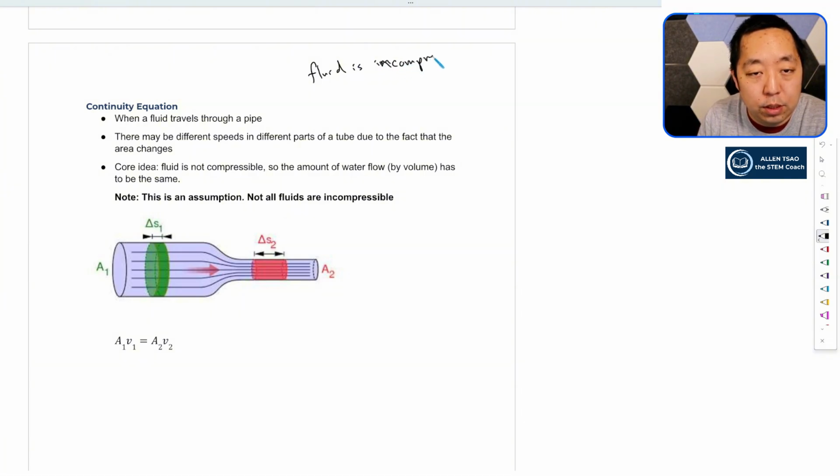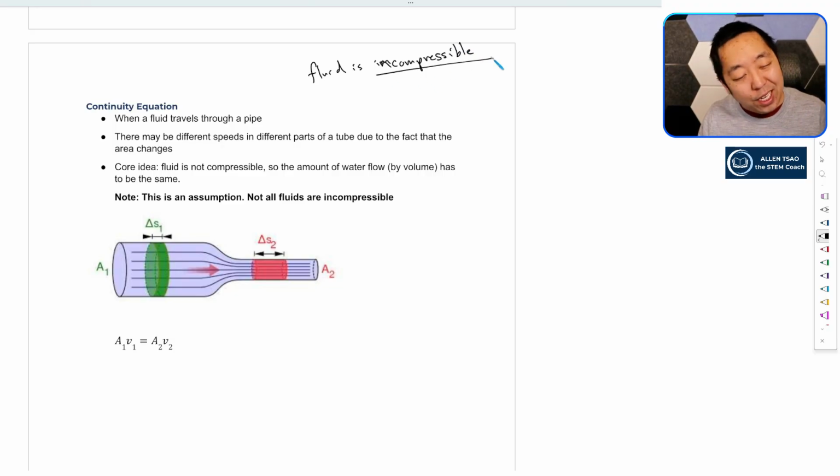Incompressible. I always have trouble spelling that word. Incompressible. That means we can't really squeeze it. Now, technically, you can squeeze water a little bit, but for the most part, most of the fluids we deal with, we can't compress them. Now, this is very good for, say, water, not so good or accurate for, say, air. So this is a pretty big, broad assumption.